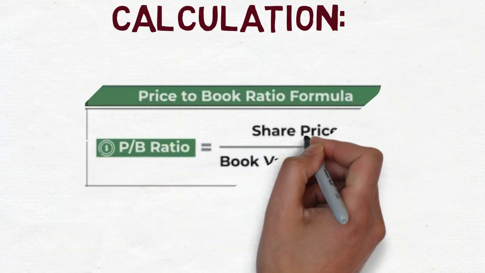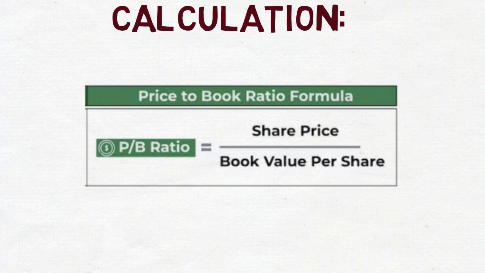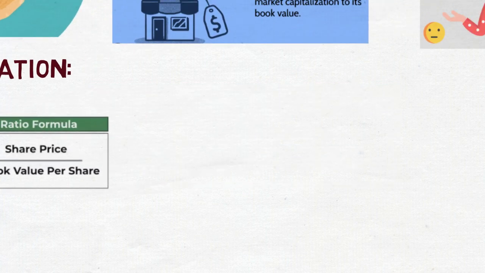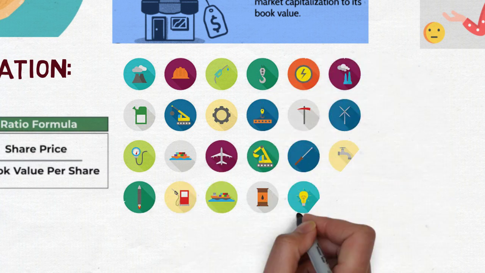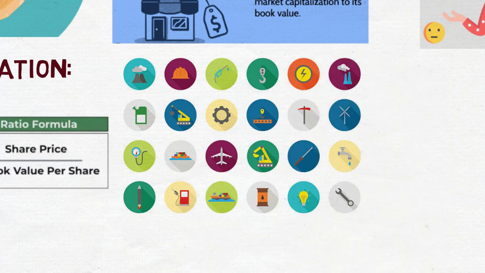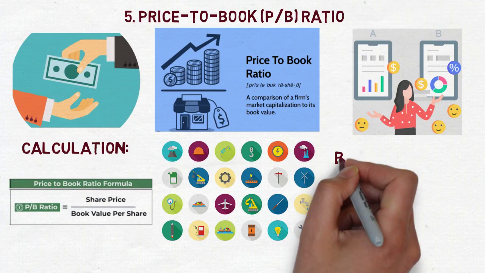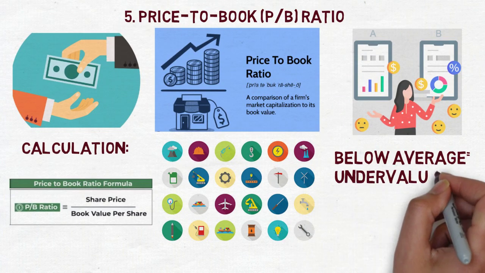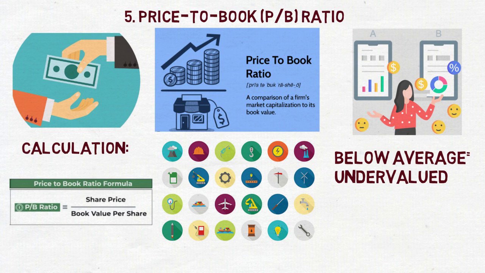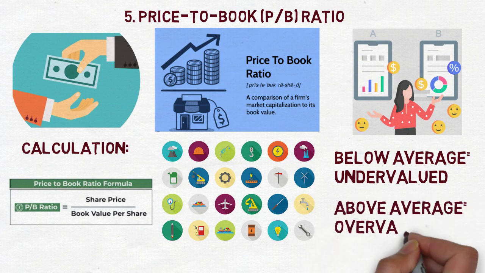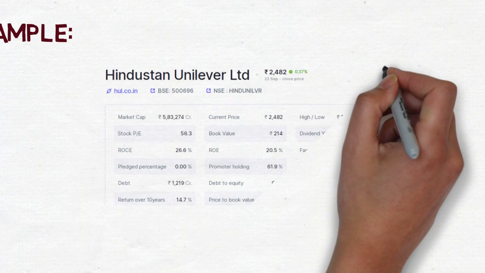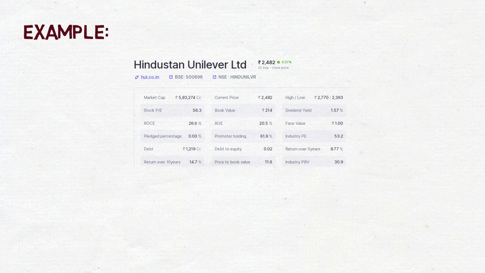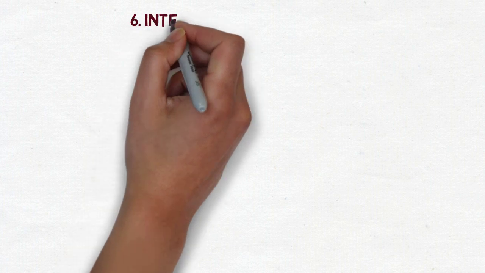A lower value can indicate that the stock is underpriced, whereas a higher value may indicate that the stock is overpriced. Price to book ratios vary between industries, making it difficult to set a benchmark for what makes a good price to book ratio. However, if the value falls below the industry average, it may indicate that the stock is undervalued. If the value is above the industry average, it may indicate that the stock is overvalued. For example, here we can see that the PB ratio of HUL is 11.6 as compared to the industry PB ratio of 30.9.